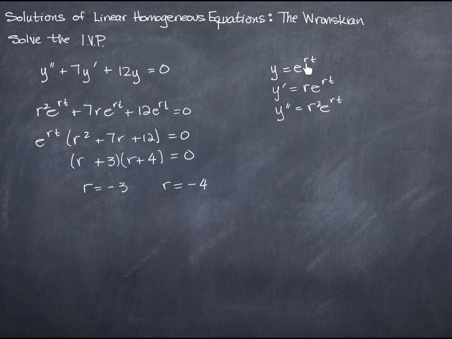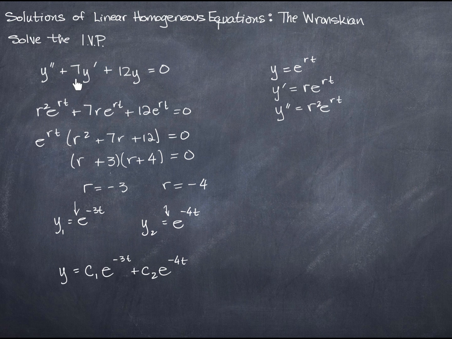These are the values that I need to put in here. So the two solutions y1 and y2 are e to the negative 3t and e to the negative 4t. And of course I could have a constant in here. And we know that a general solution, based on the principle of superposition, can take this form: c1 e to the negative 3t plus c2 e to the negative 4t. So that's how we would go about finding a general solution. The question is, how do we find out what C1 and C2 are?